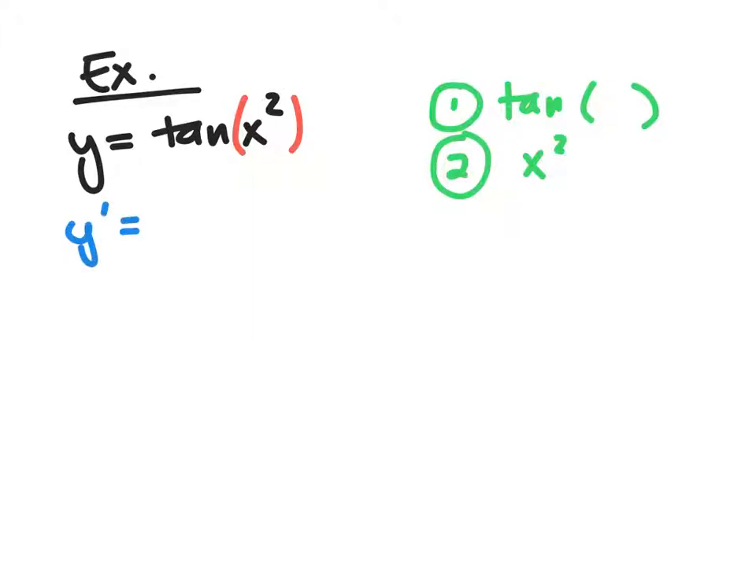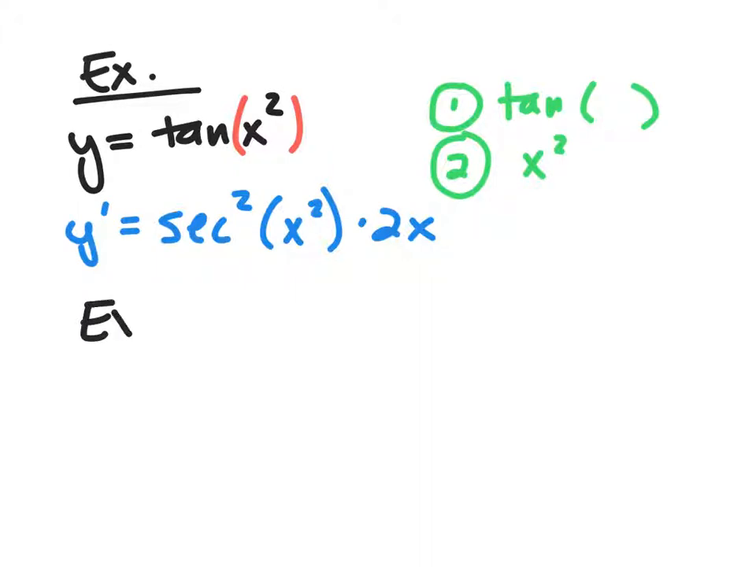So y prime, I differentiate tangent, which goes to secant squared, keeping the inside intact, times the derivative of the inside, which is the derivative of x squared, and that of course goes to 2x. Now I could slightly change this problem, and by changing it, it actually changes the strategy. So here's what I mean. Let's say I go back to that original problem, ignoring the red parentheses, where I had y is equal to tangent of x squared, but instead of x squared, I write it as tangent squared x. They look pretty similar, but they're completely different.